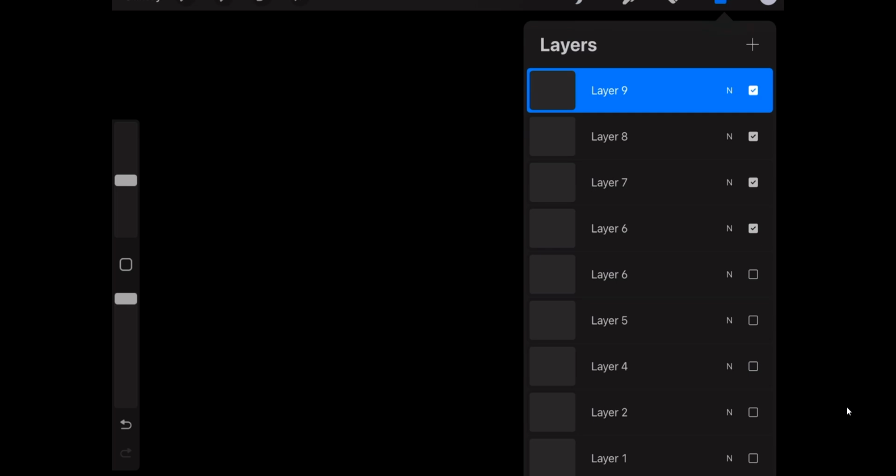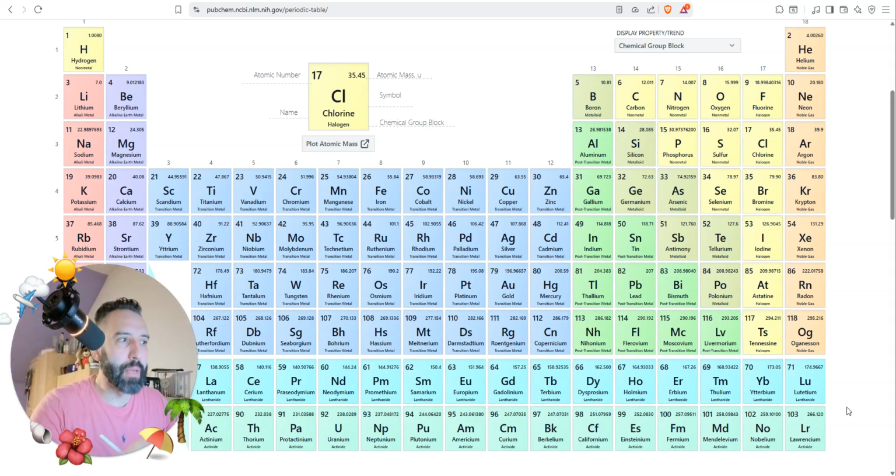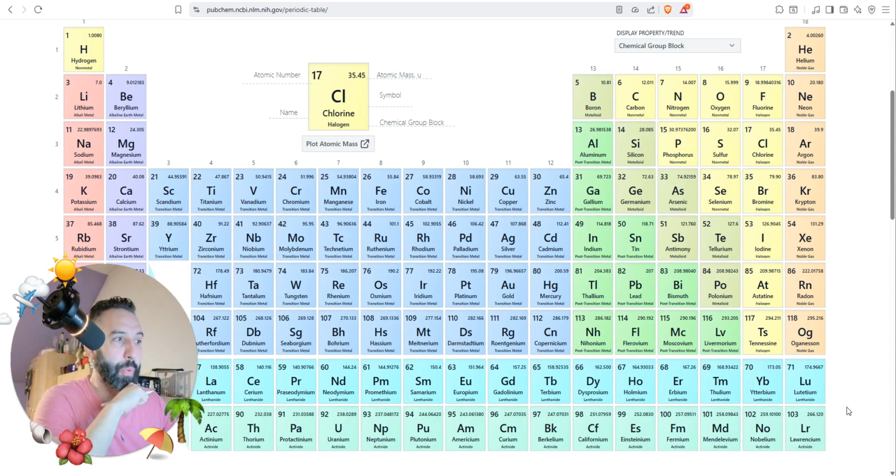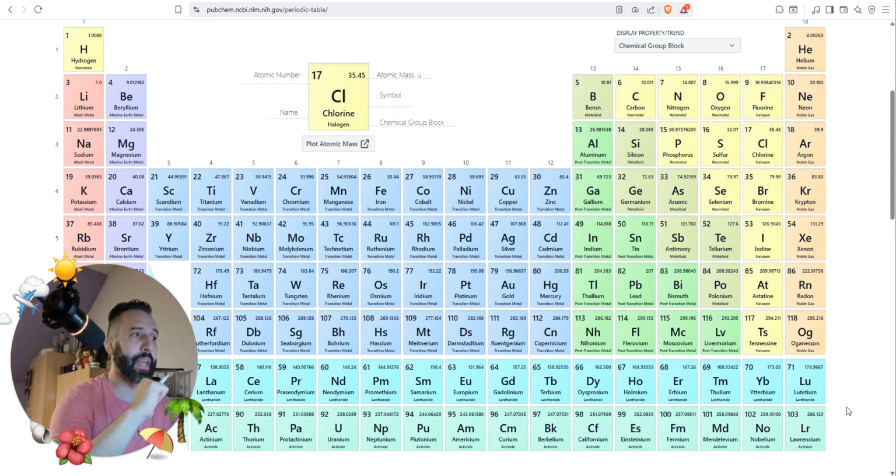So let's say I want to calculate 0.7 moles of H2O contain how many molecules? I want to know X molecules. So how many molecules do I have in 0.7 moles of H2O. Again, I can make a proportion.